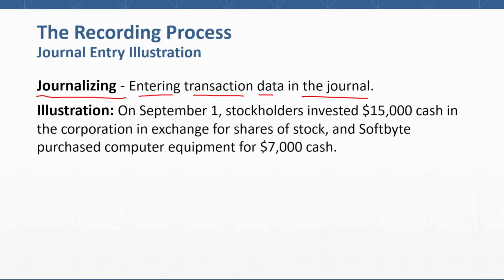On September 1st, stockholders invested $15,000 cash in the company in exchange for stock, and the company purchased computer equipment for $7,000 cash. At this point, I see 2 transactions. The first one is an investment, $15,000 cash invested in exchange for shares, and the second one is a purchase of equipment for $7,000 cash. I go one by one and journalize them.